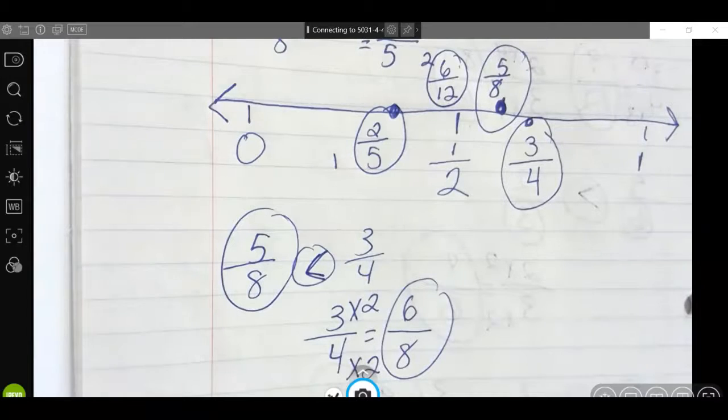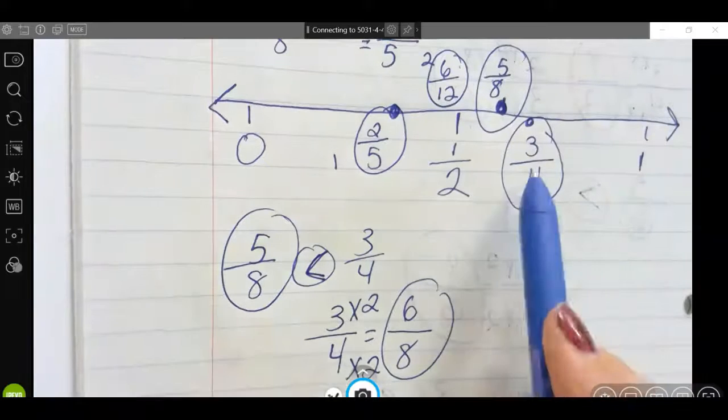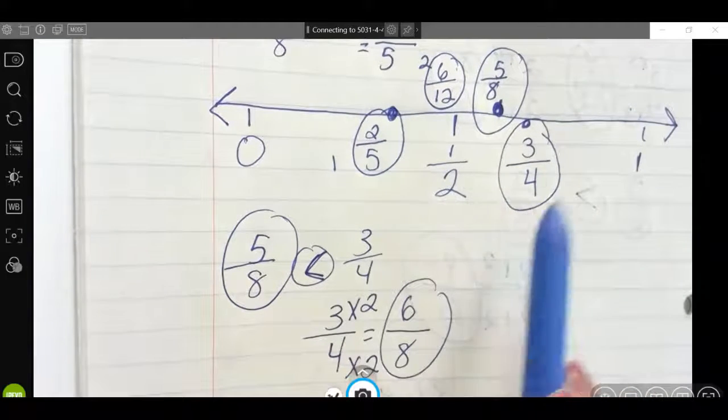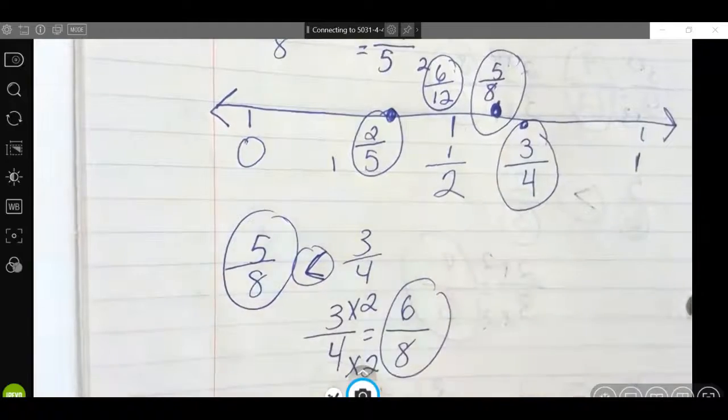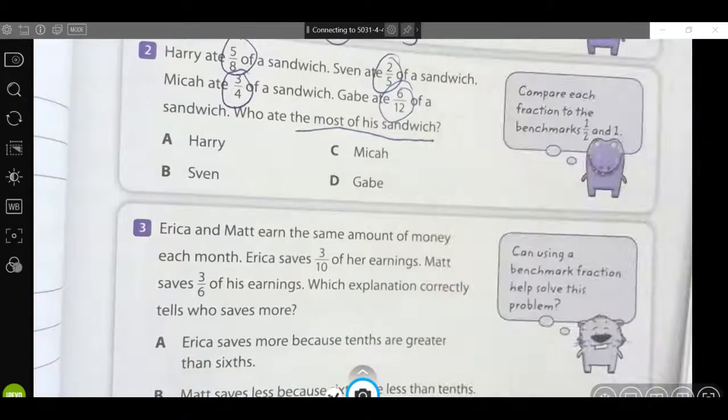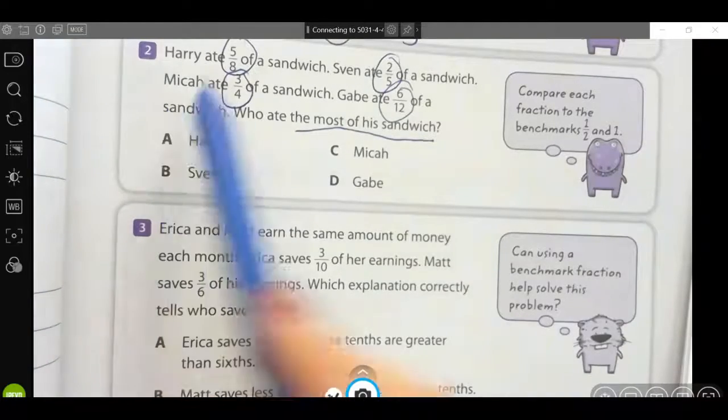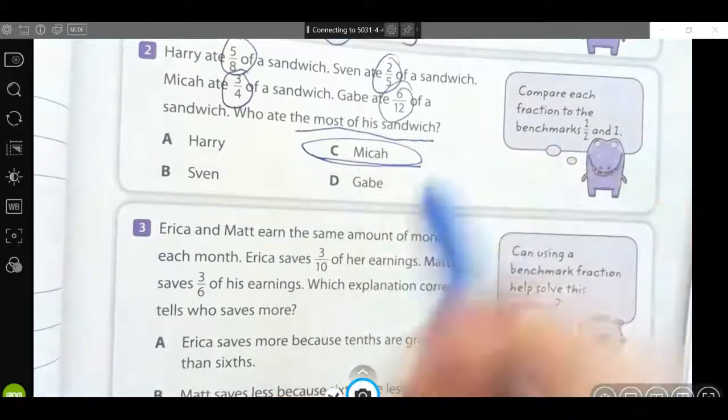Okay, good job, guys. Now, did this question take us a little bit of time? Yes. But did you get the answer and all your points? Yes. So what's our biggest fraction here? 3/4. So let's go back to our question. Who ate 3/4 of a sandwich? Micah. So we will circle that.